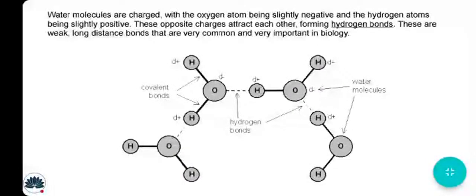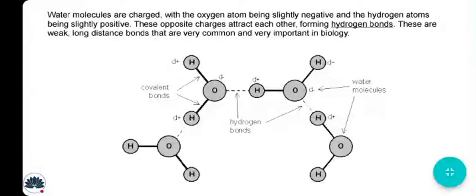Hydrogen bonds are weak long distance bonds that are very common and very important in biology. Hydrogen bonds are the first bond which occurs in the reaction, after which the covalent or ionic bonds react. So before covalent and ionic bonds are formed, there must be a hydrogen bond formed. And how does it form?